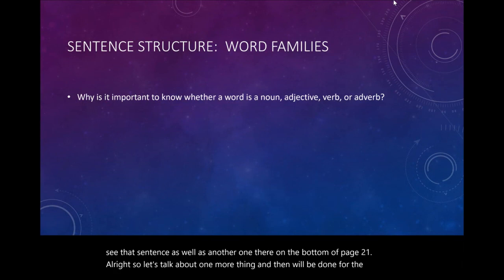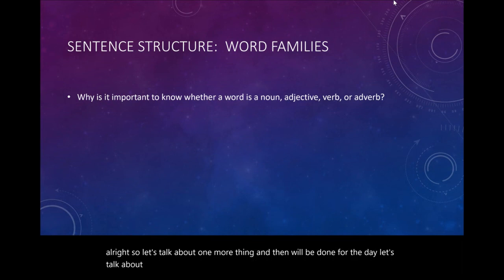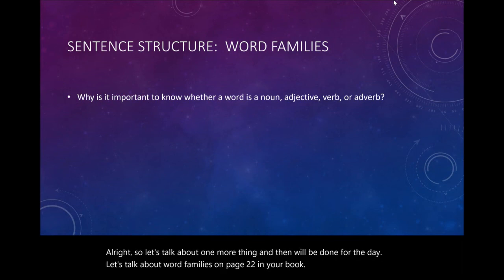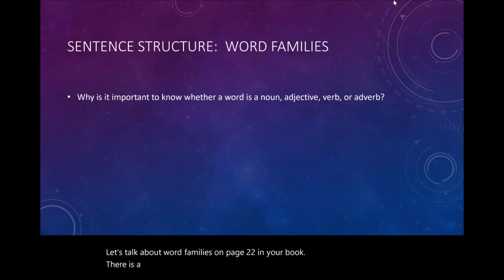Let's talk about word families. On page 22 in your book, there is a chart that gives word family examples. Now, word families are like the structure of the spelling of a word in the noun form, the adjective form, verb, and adverb.